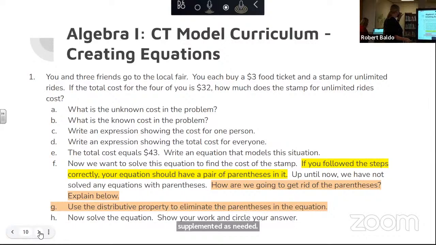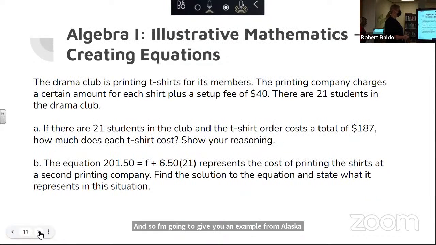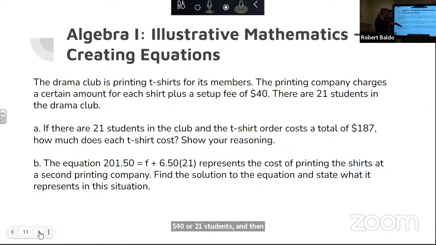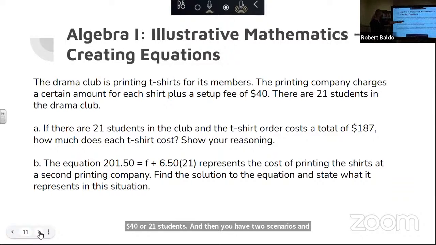And so I'm going to give you an example from Illustrative. This is a similar type of situation here, if you're looking to set up an equation. The drama club is printing t-shirts for its members. The printing company charges a certain amount for each shirt. The setup fee is $40. There are 21 students. And then you have 2 scenarios. In the first one, if there are 21 students and the total is 187, how much does each t-shirt cost? It doesn't tell you to write an equation. It doesn't break it down into a million steps. It just asks you to figure it out and show your reasoning.